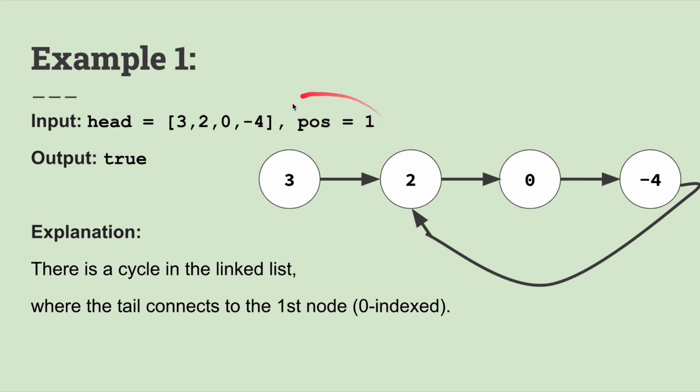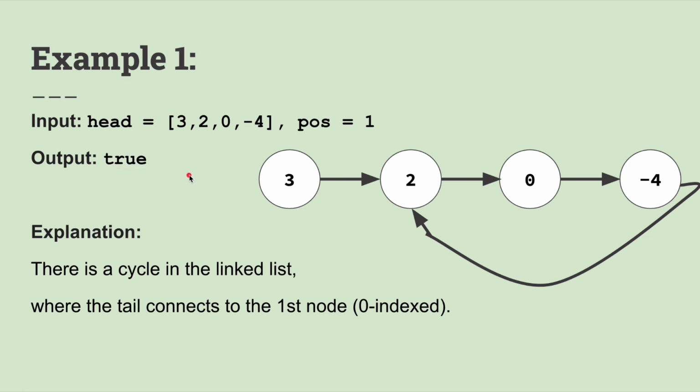So when the pos is given, we have to check that pos 1 means at this node, right? Pos 1 means at this position 1, the tail connects to the node at index 1. Index 1 is this node, which is the node with the value 2. So the list loops back to that node. Okay, so what is our task? We have to return true if there is a cycle, otherwise return false, right?